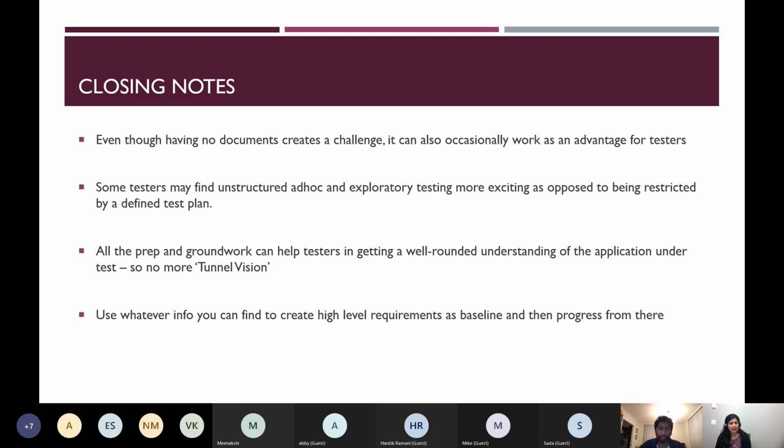So I think it really helps, whether documented requirements are there or not, to actually use some of these approaches that we talked about, to see if we can avoid the tunnel vision. And then, of course, using whatever information we have gathered as a baseline, and then develop from there.